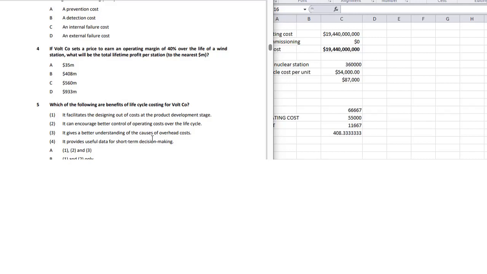It gives a better understanding of the causes of overhead cost. Basically this is given by ABC costing, not by life cycle costing. It provides useful data for short term decision making. Basically this is given by relevant costing, not by life cycle costing. So only the first and second are correct.